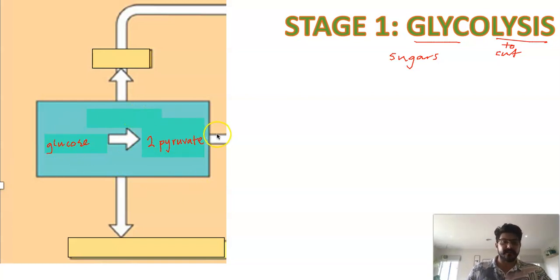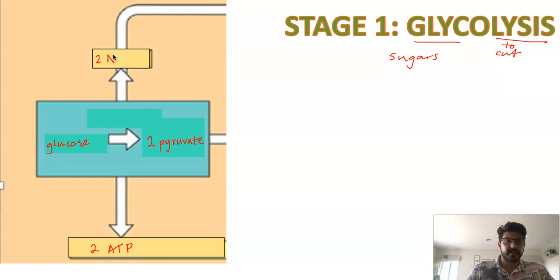What we also get out of this reaction is a net of 2 ATP as well. Now this is a net of 2 ATP. I describe it in the video as well why that's a net of 2 ATP. You actually get 4 ATP, but because 2 ATP are used in the reactions, it's a net gain of 2 ATP.